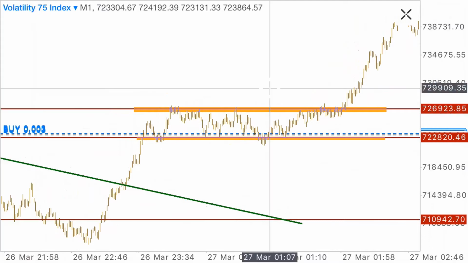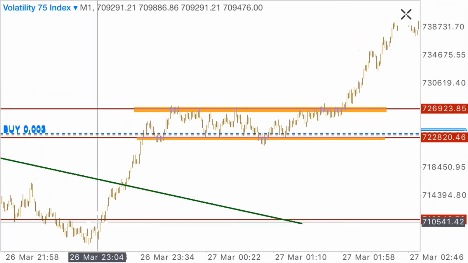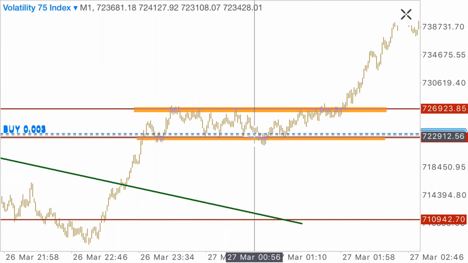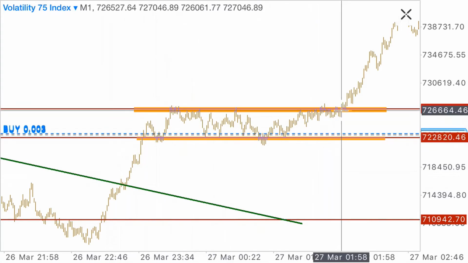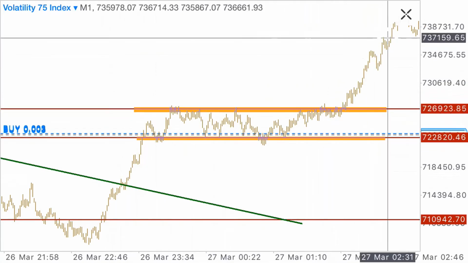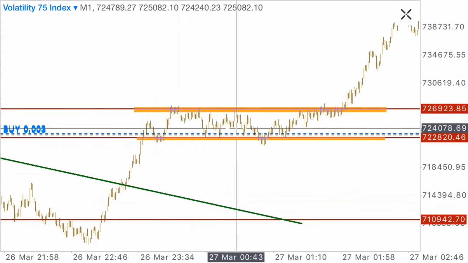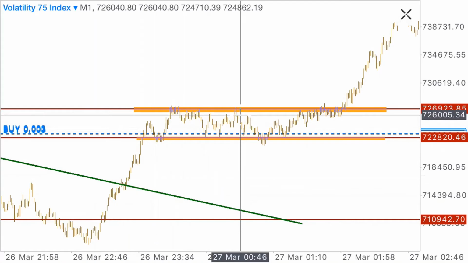This is a flag. You have a long pole, and then it creates the flag, and then you get a breakout. It continues in the direction of the pole. So this is a continuation pattern. I trade these as well: flags, wedges, ascending, descending, triangles, all of these.